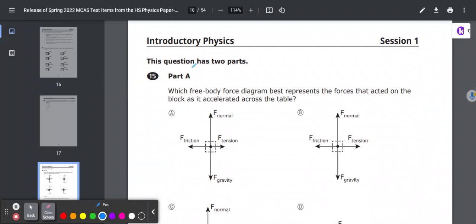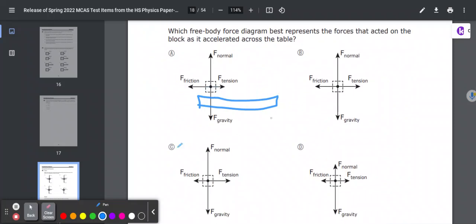So part A of question 15: which free body diagram best represents the forces acting on the object as it accelerated across the table? The keyword here, accelerated across the table, is basically the force applied by tension. The tension force caused the object to accelerate across the table. And so we know that the tension force must have been greater than the friction force. And since there was no movement downward or upward, the forces that are upward and downward, which are the normal force and the gravitational force, must have been balanced.